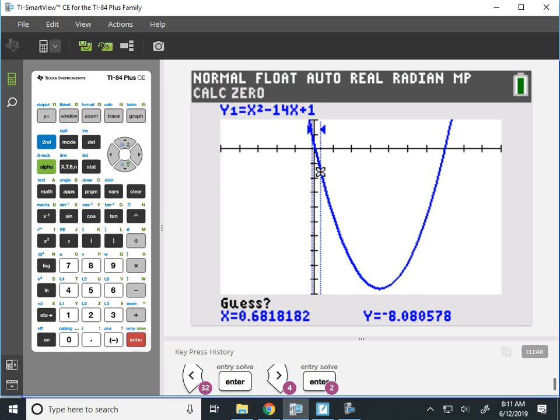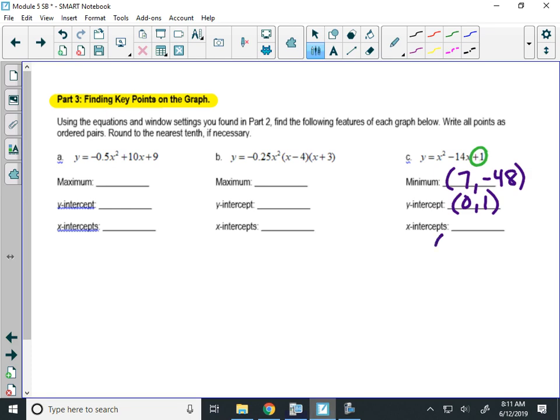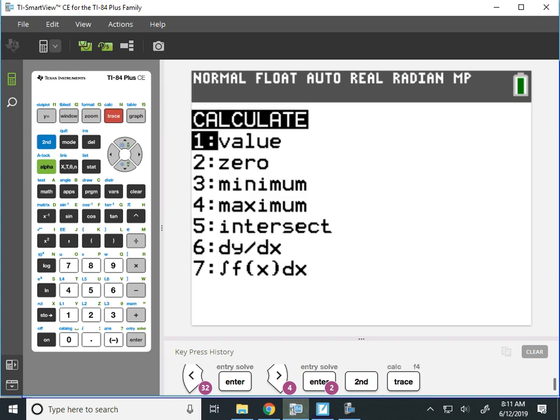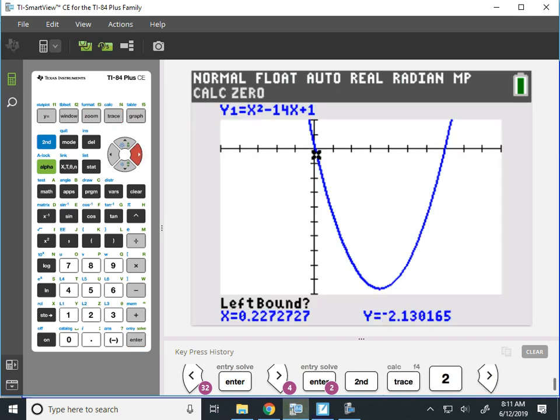I hit enter a third time, and it gives me the ordered pair. I'm going to round to, I don't know if it says, round to the nearest tenth. So I'm going to do 0.1. You can do 0.07 if you want. 0.10. So that's one of the roots. And then the other one, we have to do this all again, second trace. We'll go back to number 2. And we're going to go, we have to arrow all the way over to that right one.